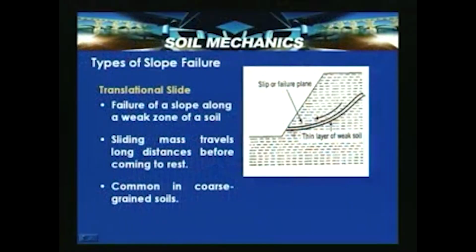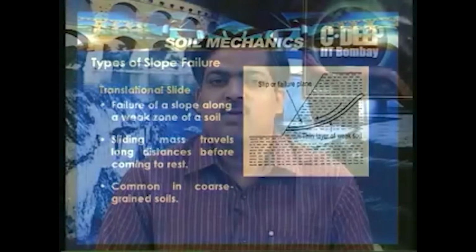So, in this translational slide, there is a failure of a slope along a weak zone of soil. If there is a thin layer of weak soil, that can induce a translational slide. The sliding mass travels a long distance before coming to rest, and this is common in coarse grained soils. Sometimes there is a deposit where there is a rock outcrop and a deposit of soil above it, and because of rainfall, with lubrication along the surface, there can be a weak plane along that particular interface.